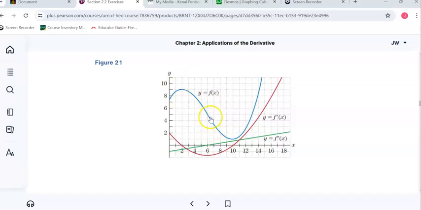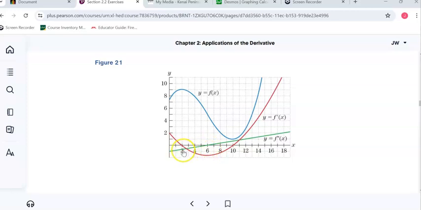So if I come up here to my original graph, which is the blue, at 6, this is where I change from concave down to concave up. That's my inflection point, and I can see that's where I'm switching between them. And I only have one because I only have two parts. I have a concave down and a concave up.